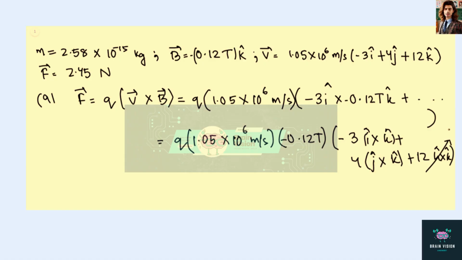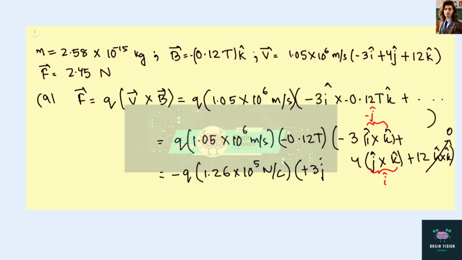Now we know that this is going to be 0 because these are parallel, and i cap cross k cap is negative j cap, and j cap cross k cap is i cap. So we write that over here, and we get the force to be equal to, basically, I have multiplied these two values, and we have plus 3 j cap plus 4 i cap from here.